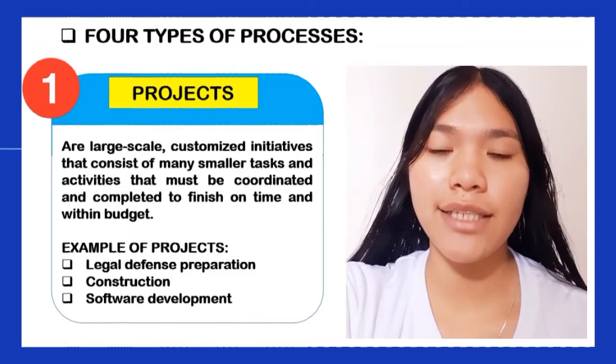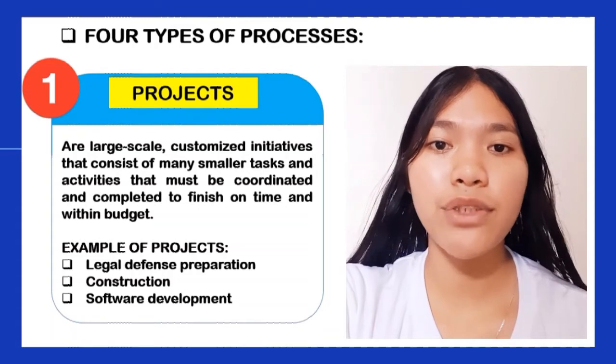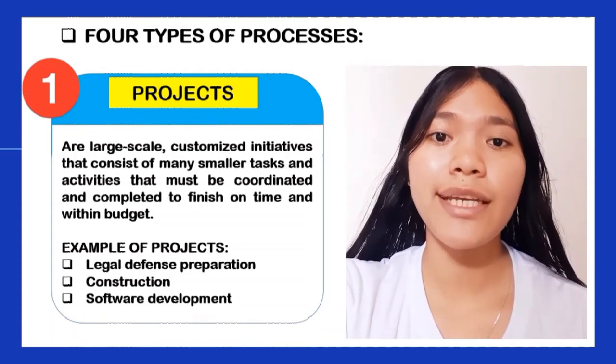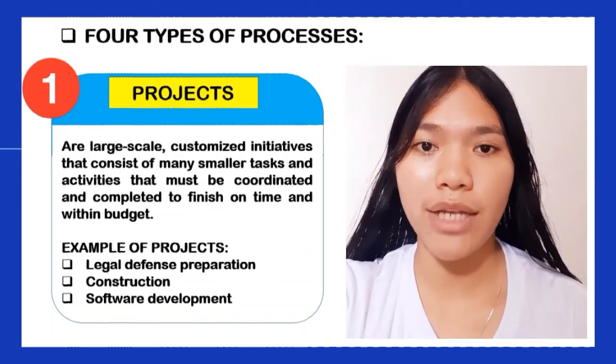Next, we will be talking about the 4 types of processes that are used to produce goods and services. So, we have 4. The first one is the projects. The second one is the job shop processes. The third one is the flow shop processes. And lastly, the continuous flow processes. So, first, we'll discuss the projects.